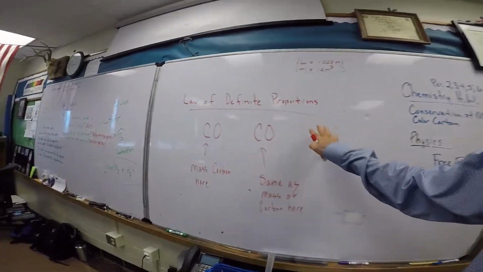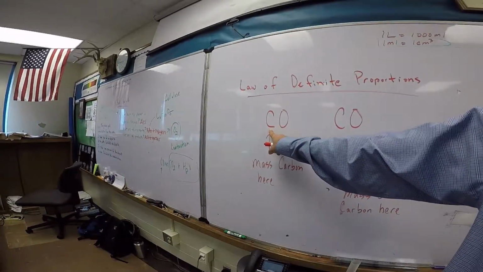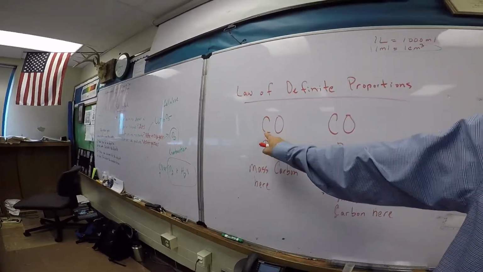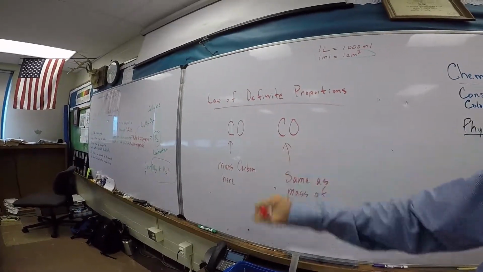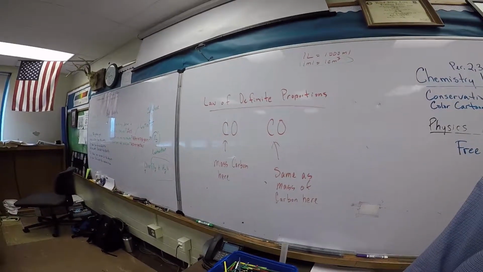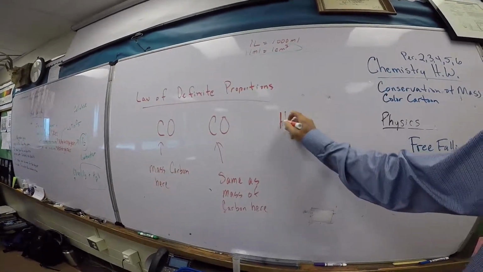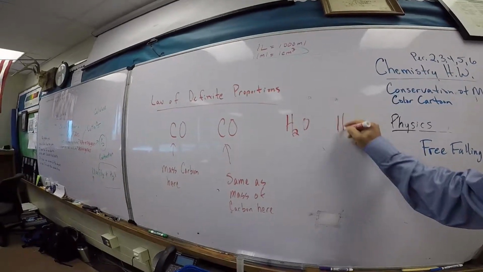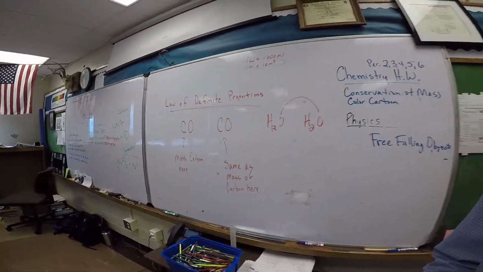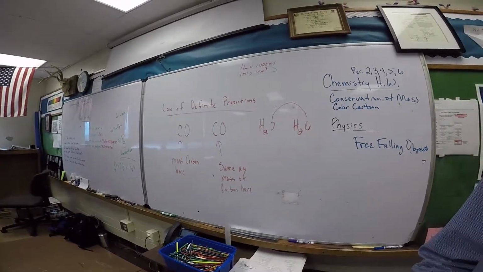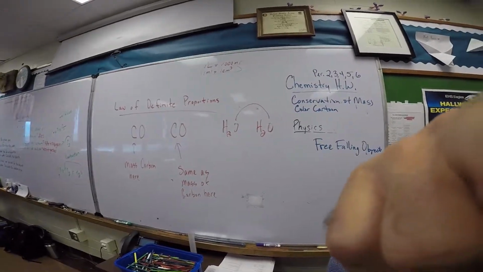So they're saying the law of definite proportions: the mass of the carbon in one compound is going to be the same as the mass of carbon in another compound. That's the law of definite proportions. It's true with water as well. So if you had H2O, two water molecules, the oxygen masses are going to be the same in both. And hydrogen as well. Masses are not going to change per water molecule.